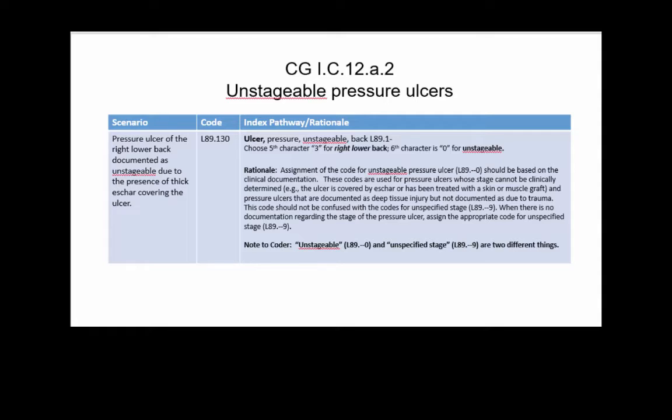An unspecified stage is when the ulcer is there, you can see it, but the doctor did not, in his documentation, stage it. Two different things. In this particular example, the pressure ulcer of the right lower back was documented as unstageable due to the eschar covering the ulcer. And there's your index pathway. The 5th character is 3 for the right lower back, and the 6th character is 0 for unstageable.